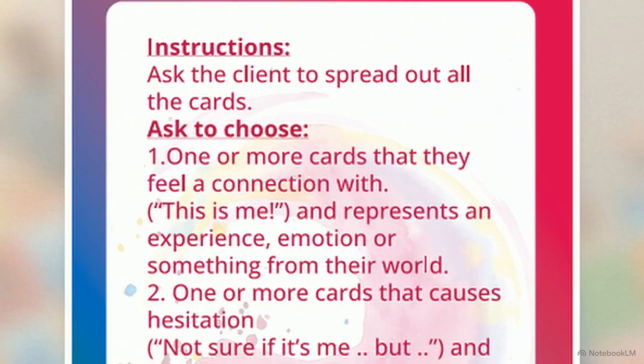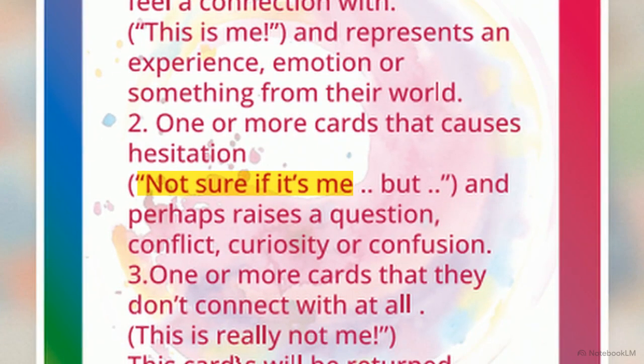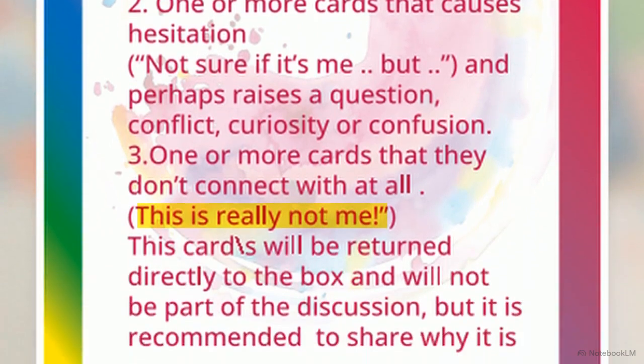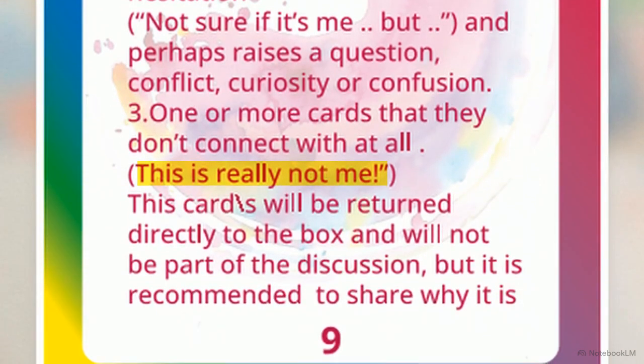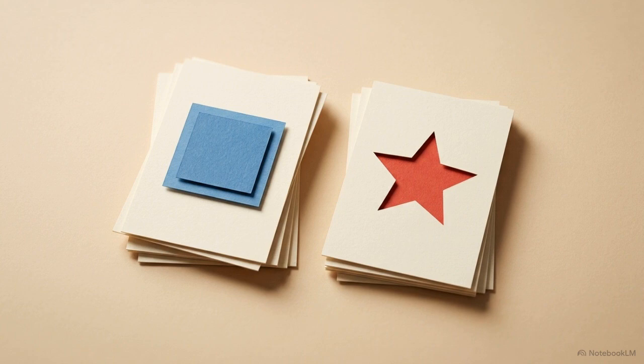Once engaged, introduce the sorting exercise. Divide the cards into 3 categories. First, connection, cards prompting a "this is me" reaction. Second, hesitation, cards raising a conflict, making them feel "I'm not sure." Finally, reaction, cards prompting a clear "this is really not me" response. Instruct the client to physically take all the rejection cards and return them to the box. This act clears the workspace and limits the focus to the specific themes relevant to the session.